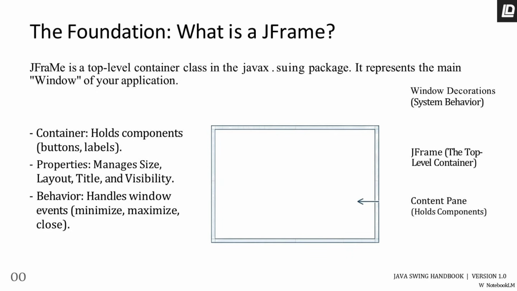First, let's talk about JFrame. JFrame is a class in Java's Swing library that represents a window. Think of it as the main frame or container of your application. Inside a JFrame, you can place other components like buttons, labels, text fields, and panels. Here are some key points. JFrame is a top-level container. It holds other components. You can control its size, title, visibility, and what happens when the user closes the window. So basically, if you want a GUI in Java, everything starts with a JFrame.